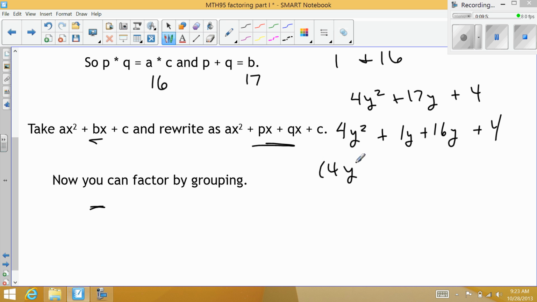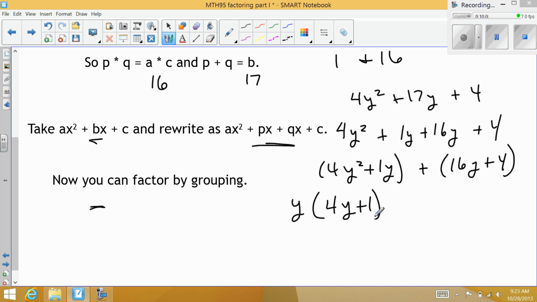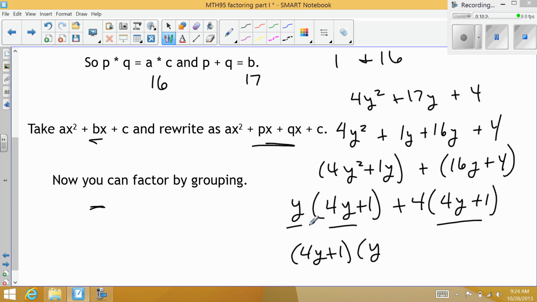I've got my 4y squared plus 1y from my first pair, plus 16y plus 4 for my second pair. Looking at my first pair, I've got a y common to both terms. That leaves behind a 4y plus 1. Looking at my second pair, I have a 4 common to both terms, and that also leaves behind a 4y plus 1. So I do have the common factor, 4y plus 1. I can factor it out, and that leaves behind the y plus 4. And I've factored my trinomial.